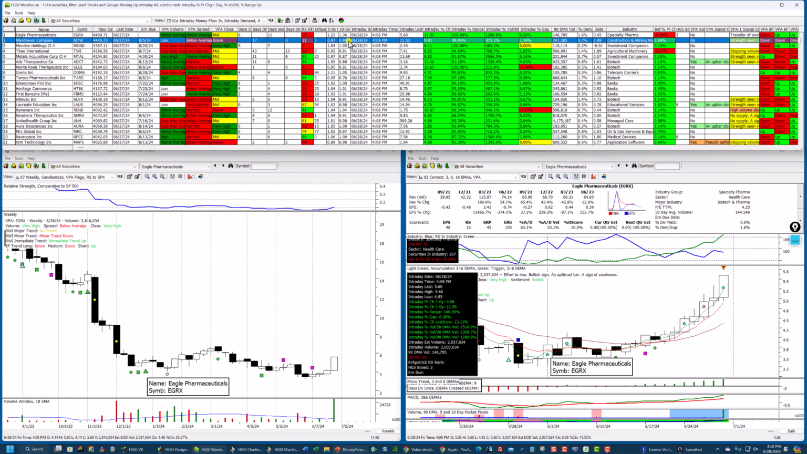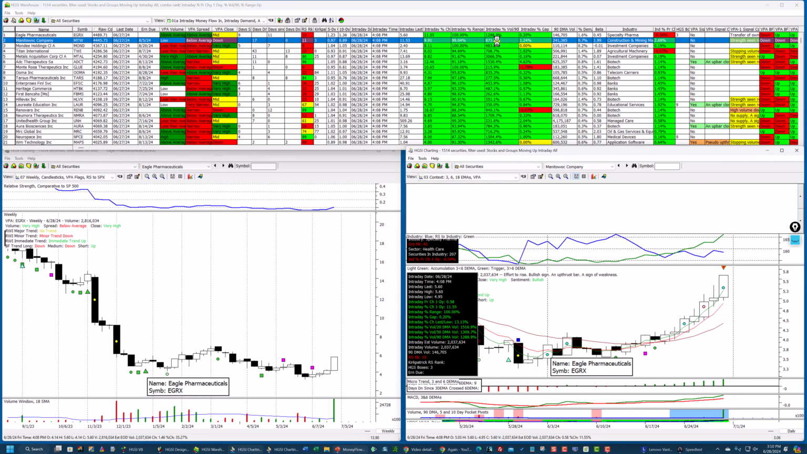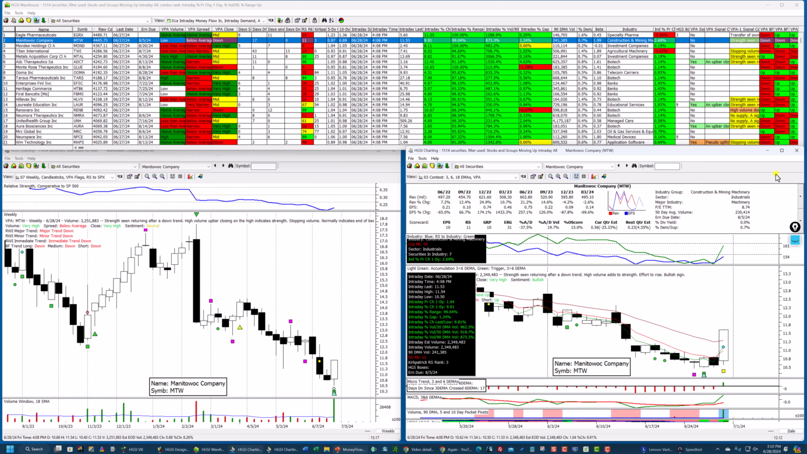Let's look up Manitowoc. It's been down for 18 days. Terrible RS 11. The VPOC is down. It's underperformed the S&P. It's 11.53. I had no idea this stock had fallen this far. But it's up 9.91% today. Look at the volume compared to the 90-day moving average volume, 873%. Let's just bring it up, see what's going on with Manitowoc.